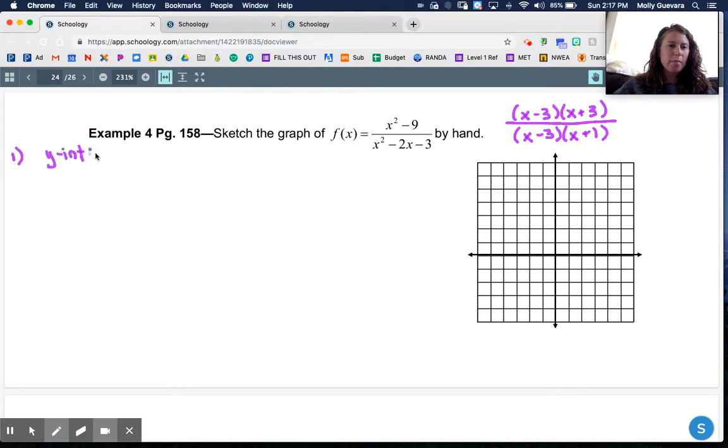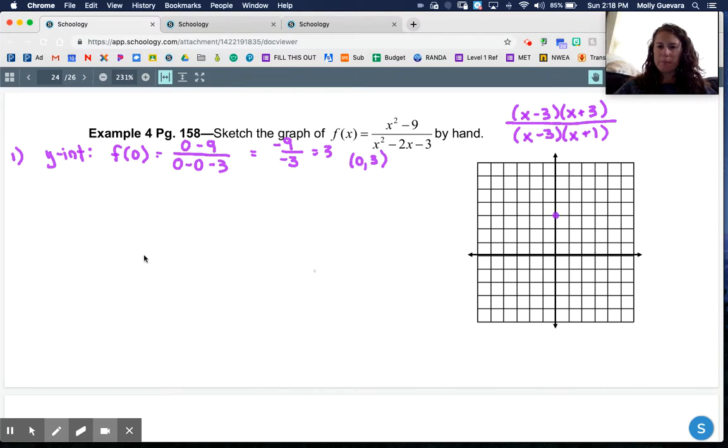So let's start with the y-intercept. If I plug in 0, I get 0 minus 9 (I'm using the original equation) over 0 minus 0 minus 3. So I get negative 9 over negative 3, which is 3. This tells me that I cross the y-axis at (0, 3). So there's a point.